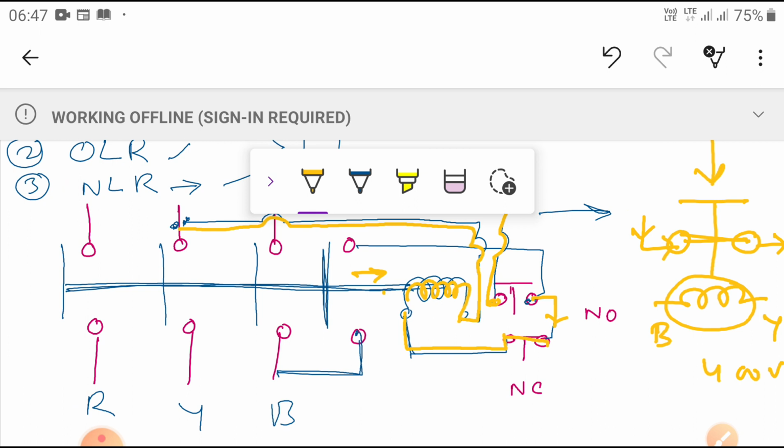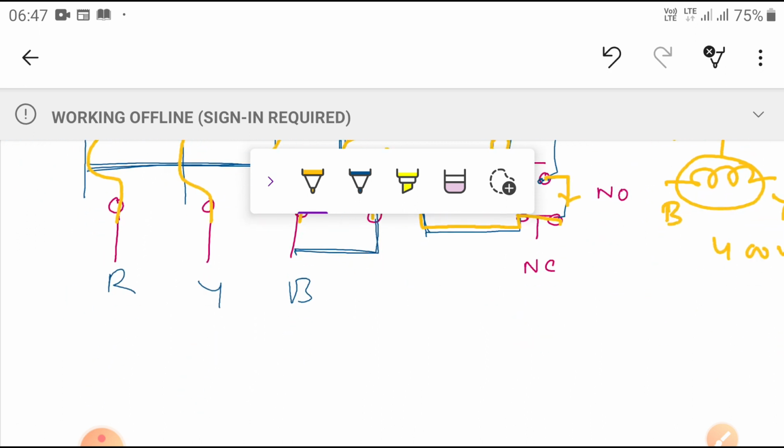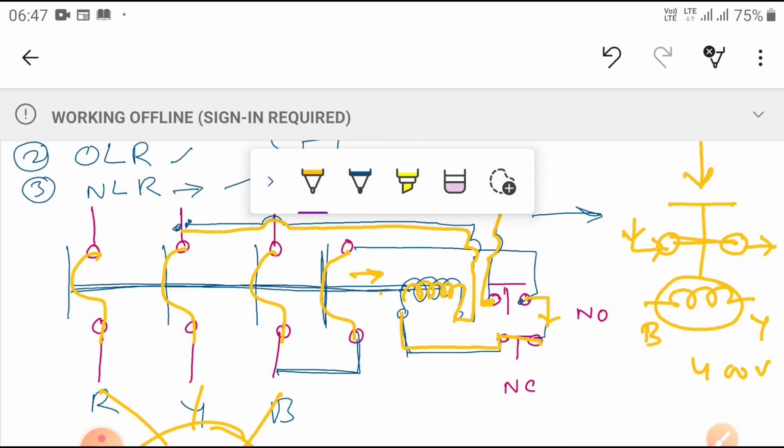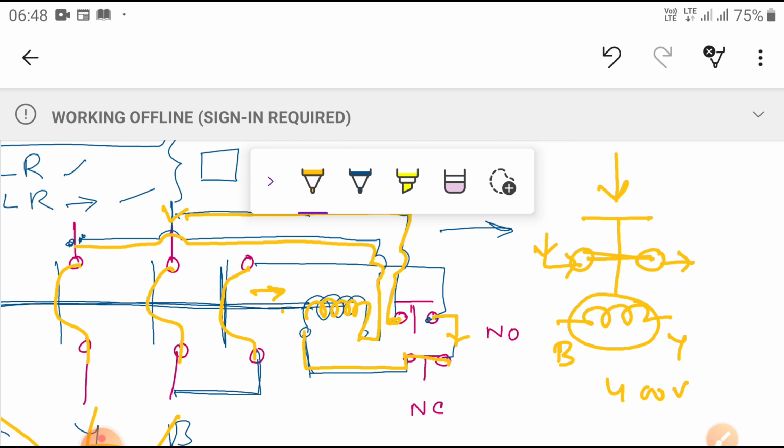Then once it moves, what will happen? This contact is closed here, this contact is closed here, this contact is closed here. Then our motor will start, draw the current, then the motor will run. This is the starting operation. Once you push this one, there is a spring action. After pushing, if we remove it, it automatically comes back to normally open. Then what will happen? The circuit is open.